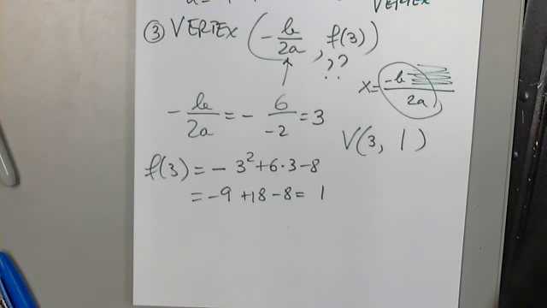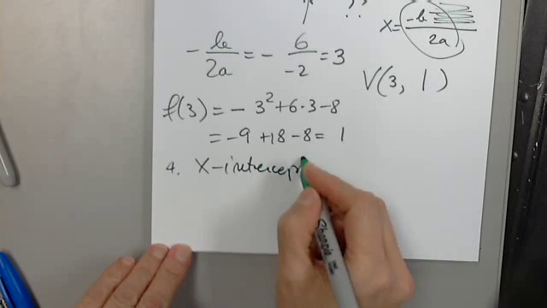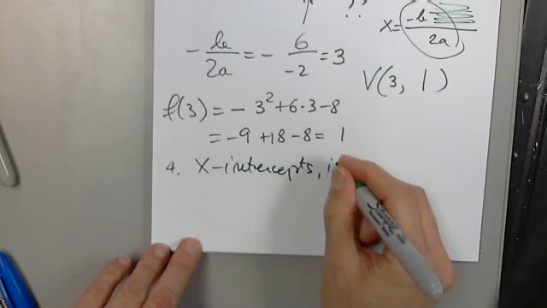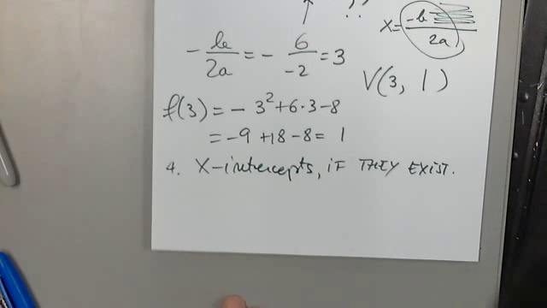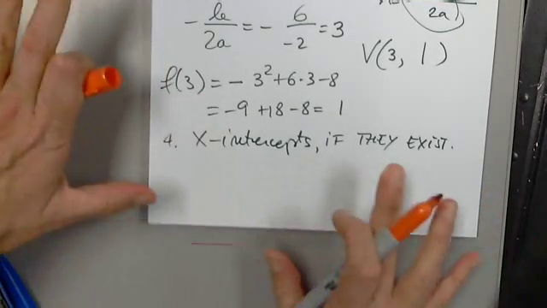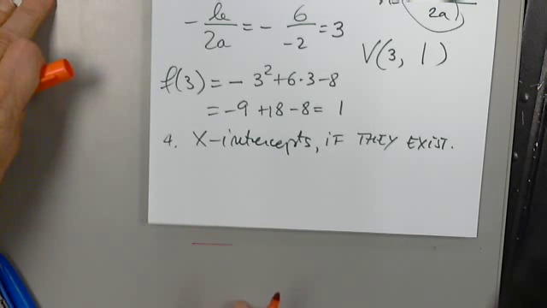Are we okay so far? Perfect. Next step: x-intercepts, very important now, if they exist. What does that mean? Let's talk about the possible situations first before we continue. Does this parabola have a max or a min? Max. Very good.